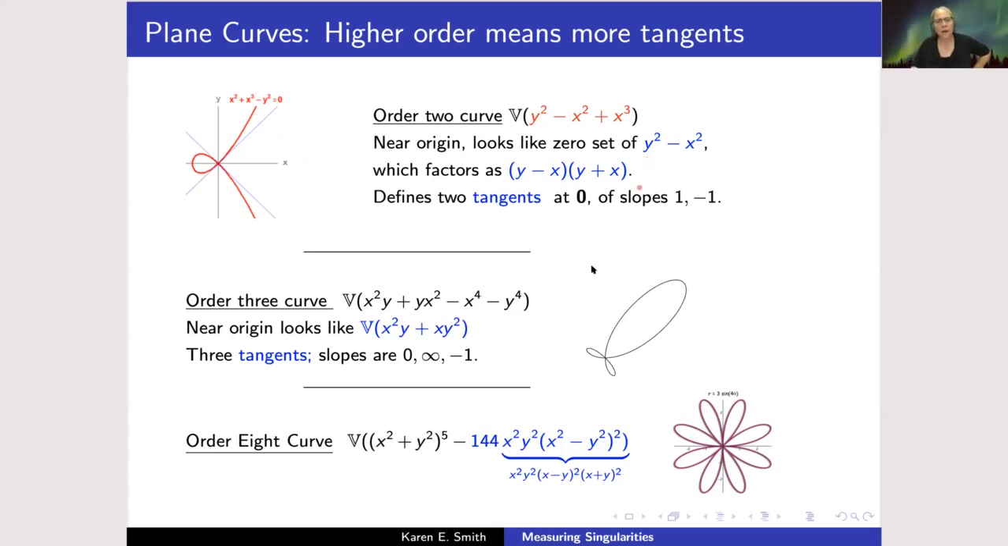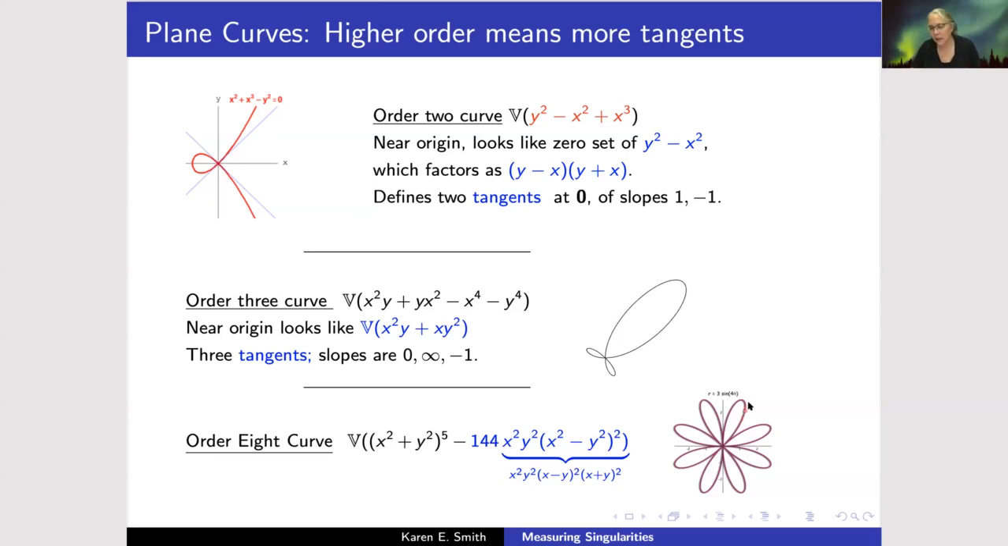So likewise, if I have an order 3 curve, near the origin I expect to see 3 tangents, and that's what happens for this blimp. And likewise for this order 8 curve, this lowest degree part here is order 8, and I expect to see 8 tangents. And now what's interesting is we see that the tangents are coming with multiplicities here. If I factor this polynomial here, I see I have 4 different linear factors, but each is counted with a multiplicity 2.